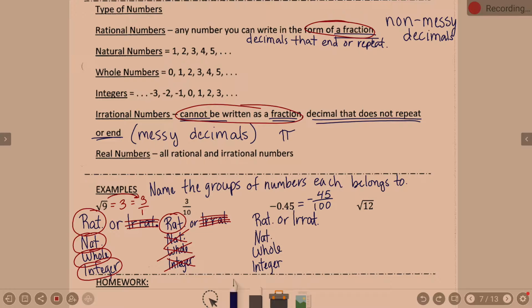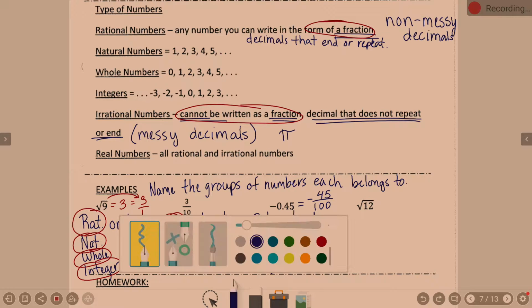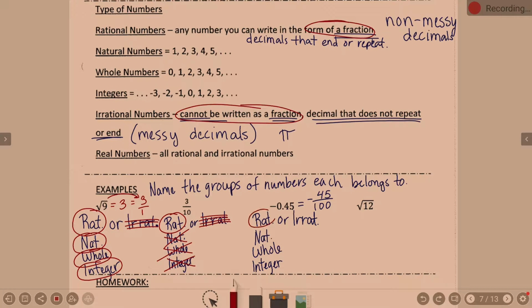Rational? Irrational? Rational. We know it's rational because I wrote it as a fraction. Natural. Does negative 45 over 100 fit in this 1, 2, 3, 4, 5 business? Nope. Does it fit in the whole numbers 0, 1, 2, 3, 4, 5? No. Does it fit in the integers? Nope. Fractions don't fit in any of those unless they can be reduced to those. So that one's just rational.